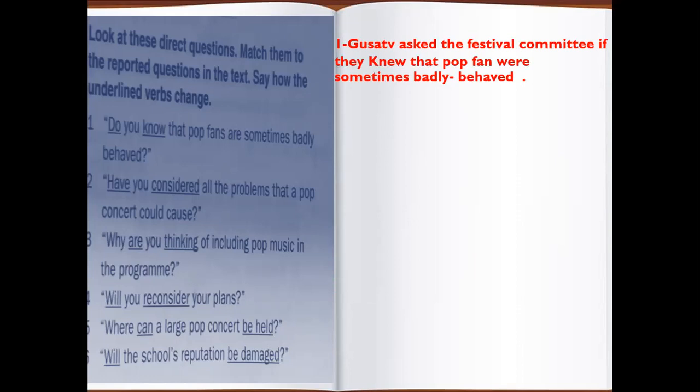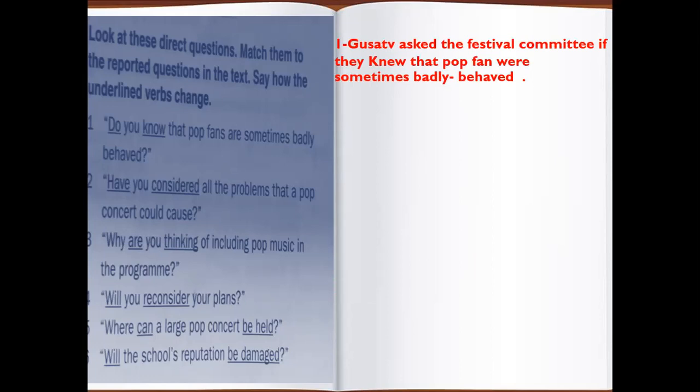You are going to follow the 4 steps. You have a yes or no question, so we put if. You, we change it into they, because the person addressed is the festival committee. Now you have "do know." The auxiliary do is deleted and verb 1 is changed into verb 2, so it becomes if they knew that pop fans, instead of are we put were sometimes badly behaved.